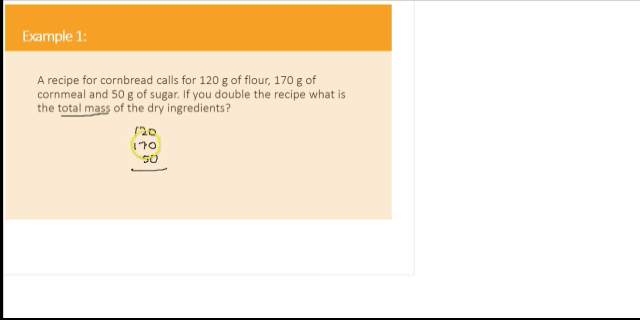So 20 and 70 is 90, and 50 is 140. Carry that 100, so we have 340 grams. Now we're going to take those 340 grams and double that recipe, and that gives us 680 grams of total mass of dry ingredients in our doubled recipe.